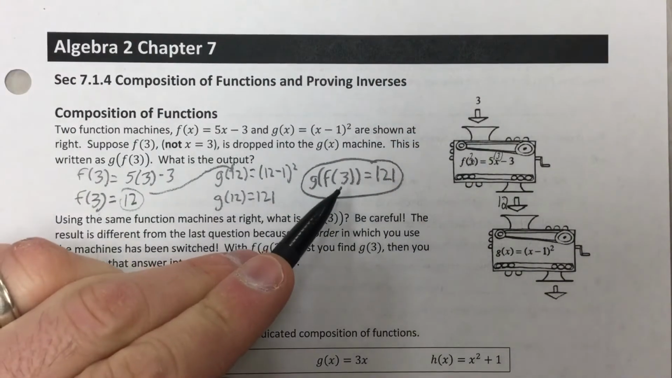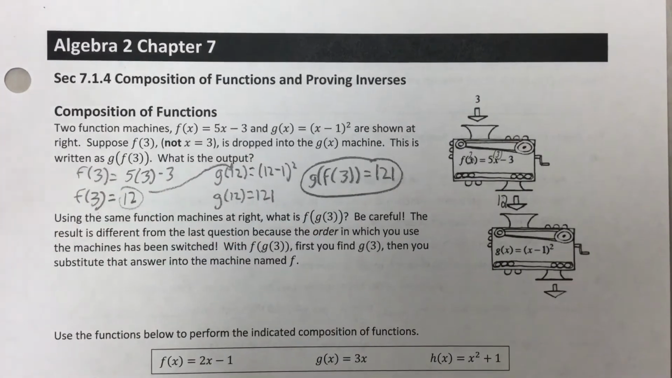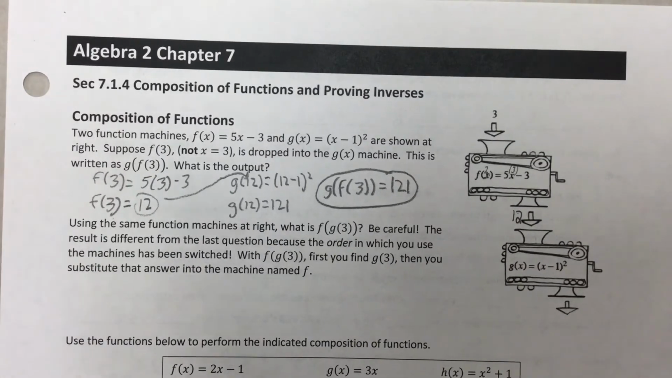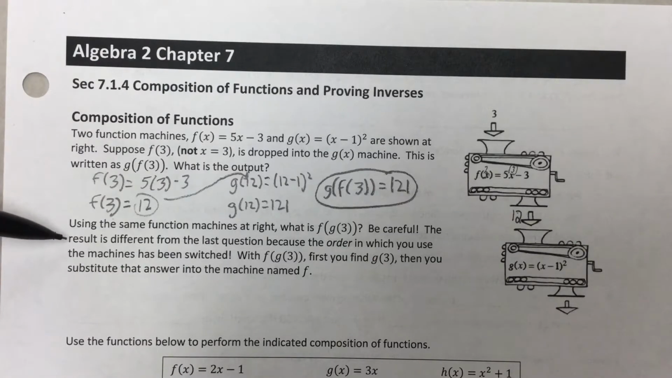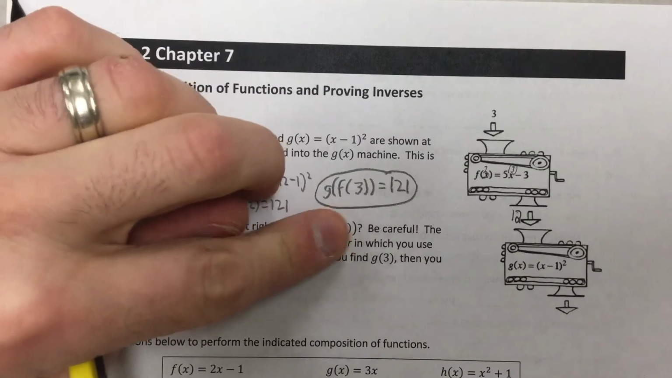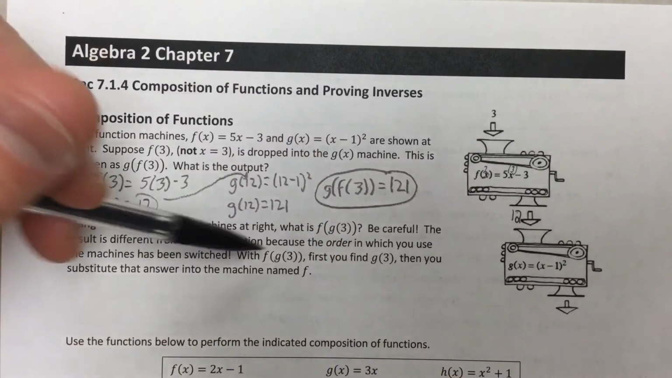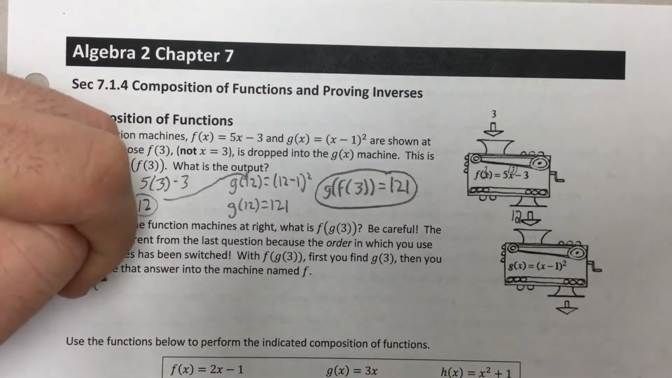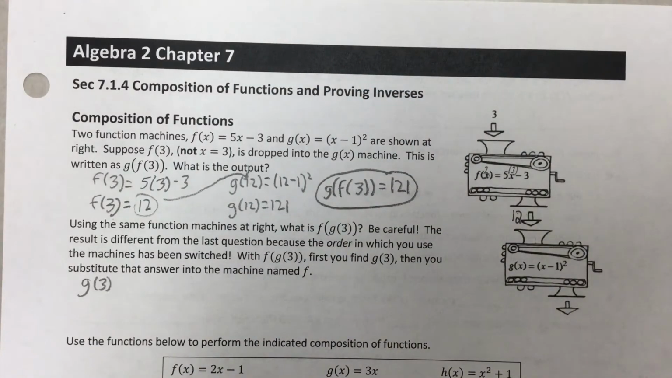And again, that's saying I put the 3 into the f function, that answer goes into the g function, and 121 comes out. All right, the second part says using the same function machines at right, what is f of g of 3? Be careful. The result is different from the last question because the order in which you use the machines is now switched. If I'm doing f of g of 3, I'm starting with a 3, but that's going into the g function first. So I have to find g of 3 first. It's like these function machines are reversed: g is on top, f is on the bottom.